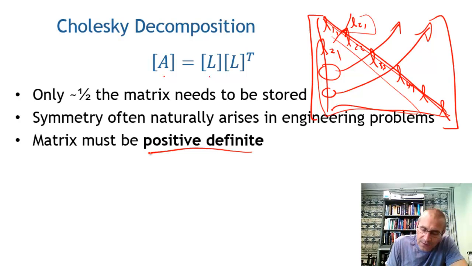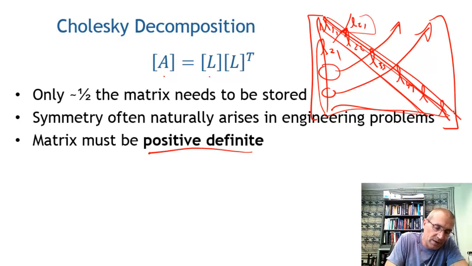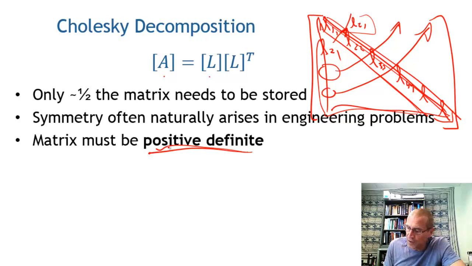And what positive definite means is the elements down the middle right over here have to be positive, and they have to be the largest element that you've got in there. So you need to make sure that it's positive definite. Otherwise, when you go back and try to solve Cholesky decomposition, you're not going to be able to find a solution for it.